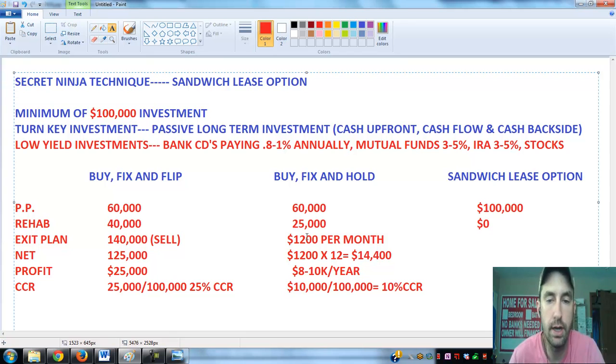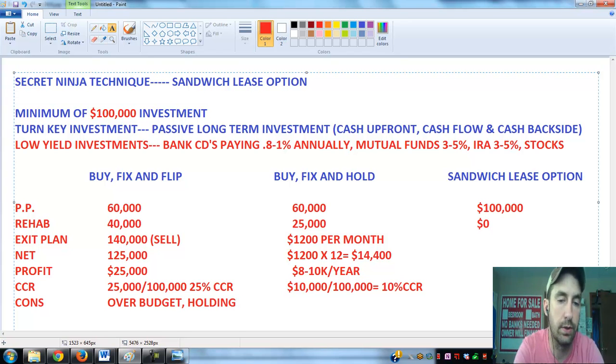Buy, fix, and hold is great if you have endless capital. But let's look at the downsides, okay? How about if we look at the cons? With buying, fixing, and flipping, what if you underbid the cost of the rehab, and then you go over budget, or holding costs? Those are things that can hurt you, or realtor fees, all this fun stuff, okay?